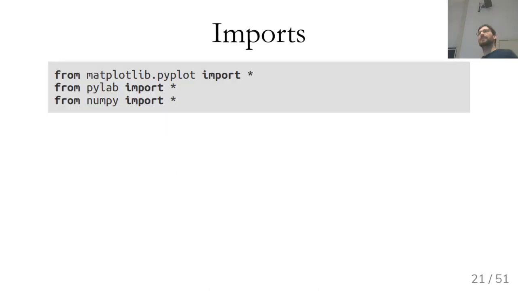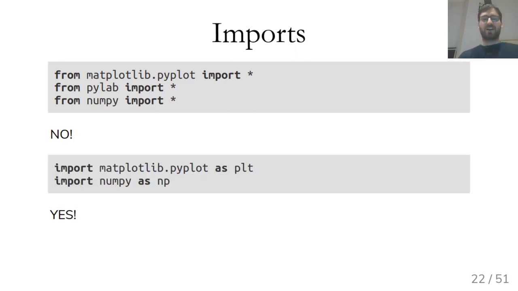First off, imports. Please don't import star even in a notebook, particularly because a lot of the fundamental libraries might have similar functions, like histogram. If you do this and you call histogram, what is it going to do? It's kind of hard to know. So please always import these things as a module.